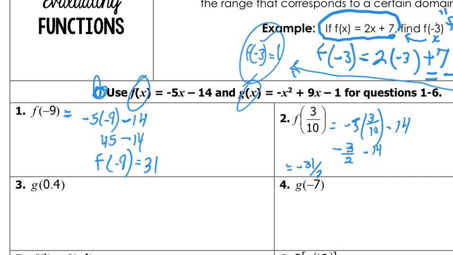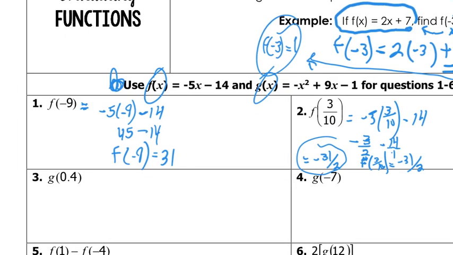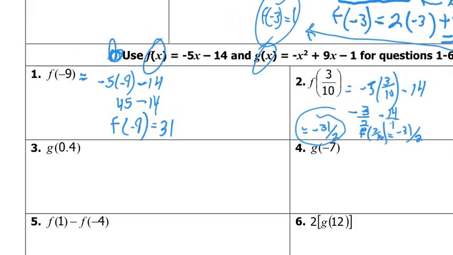Right? Because the 14 has a 1 under it, so if you double it to make it a 2, you have to double the top. So it would be 28. Okay? So we could say, if we want to write the answer, f of 3/10 equals -31 over 2. G of 0.4, put a 0.4 in the g function.